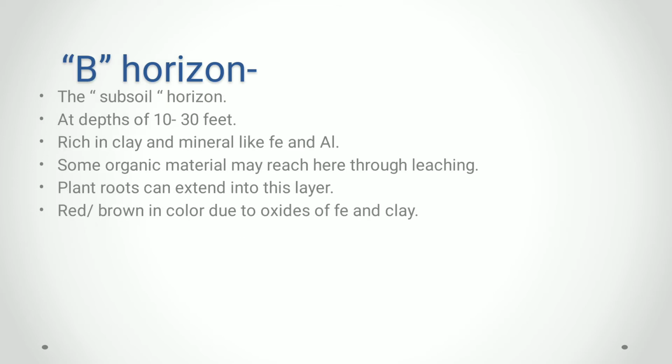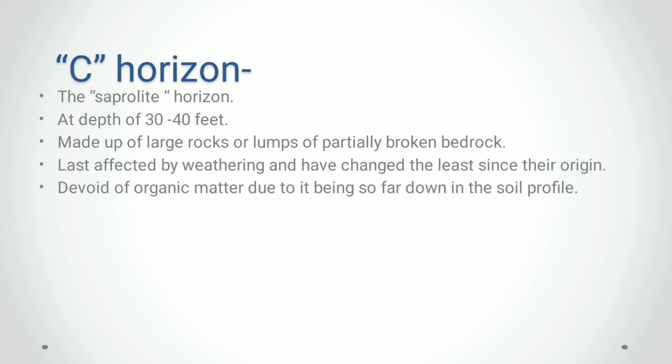B horizon, the subsoil horizon at a depth of 10 to 30 feet, rich in clay and minerals like iron and aluminium. Some organic material may reach here through leaching. Plant roots can extend into this layer, red-brown in color due to oxides of iron and clay.